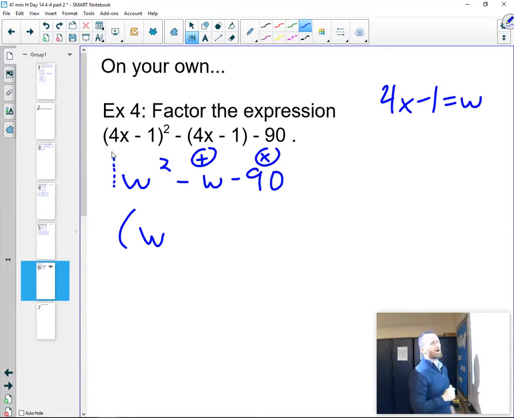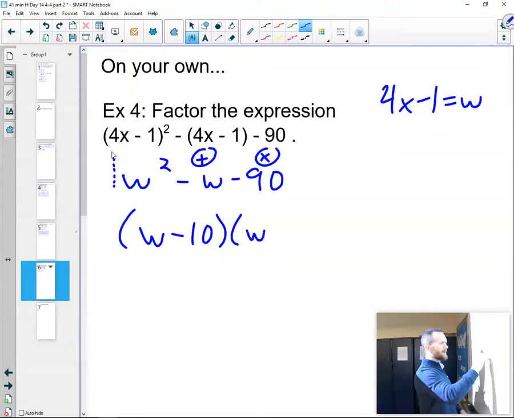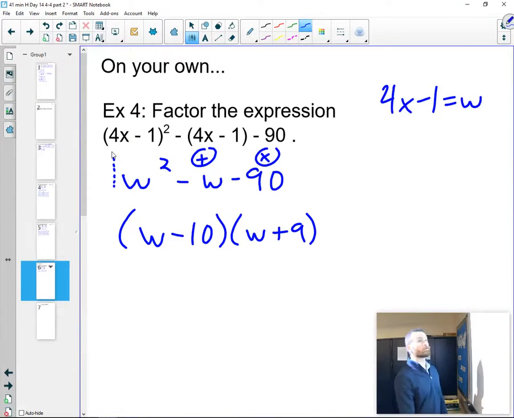So we get w, let me think, that's going to be minus 10 and plus 9, if I'm doing that correctly in my head. Let me double check myself. When we multiply those two, we get negative 90. When we combine, we get negative 1. Okay, so far so good.